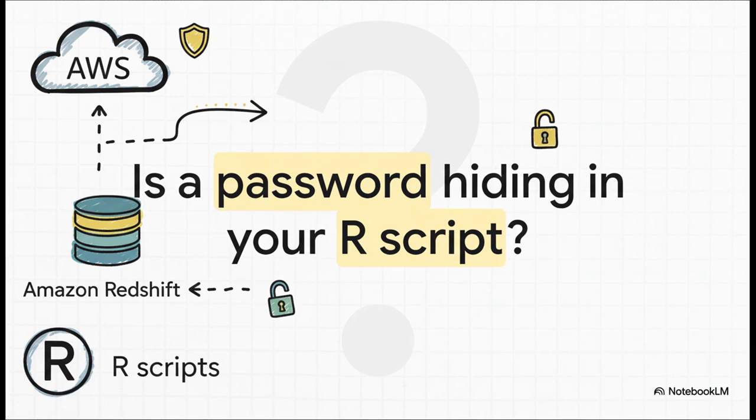Okay, let's be real for a second. Have you ever just copied a database password and pasted it right into your R script? Come on, we've all been tempted. It feels like a quick shortcut, right? But it's basically like leaving your house key under the doormat. It's a huge security risk, especially when that code gets shared or, even worse, checked into GitHub.